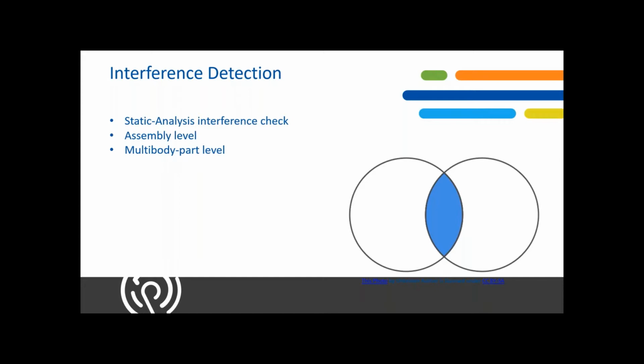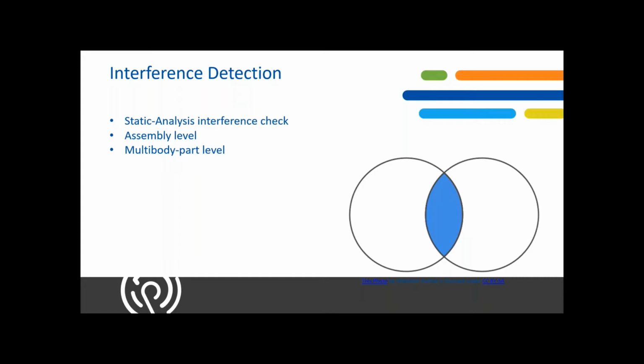So what I mean by static is that it looks at the current positions of your assembly or multi-body part, okay? And if currently it does an analysis to make sure there's any interference in between. But you always need to pay attention that if you move the part, if you change the position, then you need to do another interference detection to make sure that at that position there's no interference.